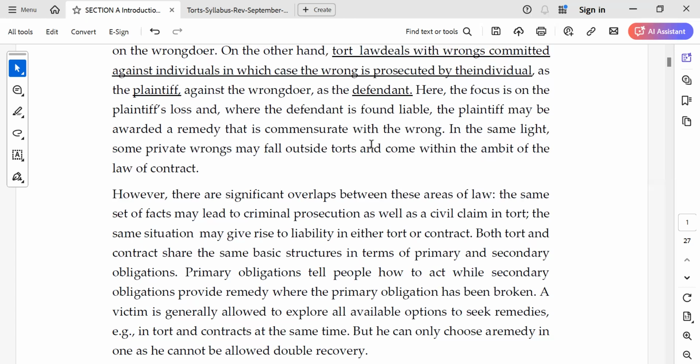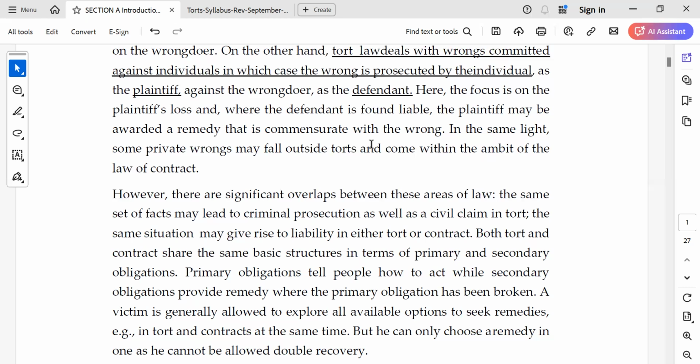But here, the focus is on the plaintiff's loss, and they'll be like, okay, if the defendant is found liable, then the plaintiff may be awarded a remedy that is proportionate with the wrongdoing. It won't be like, okay, somebody trespassed my property under tort, let us consider that, and then I will be given $1 million for it. They have not done any damage to the property. I'll not be given a huge amount for that. So they will measure it and give the remedy accordingly.